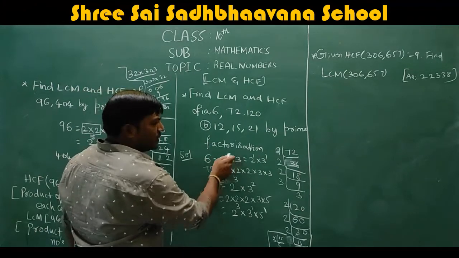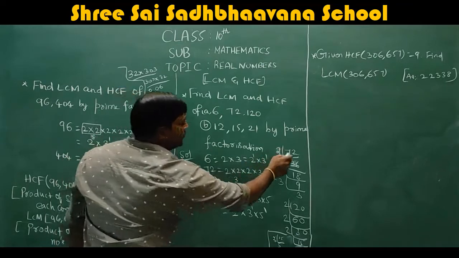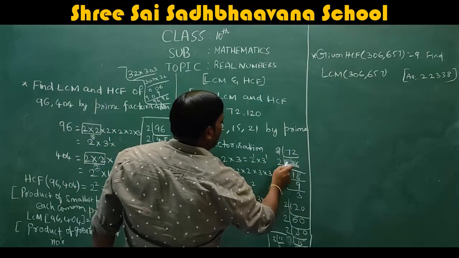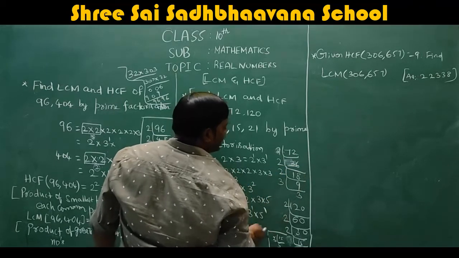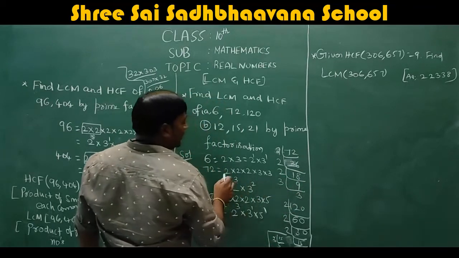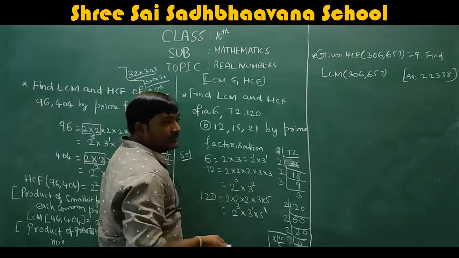6 can be written as 2 into 3, correct? So 2 into 3, and 72 can be written as 2... 2 36s are 72, 2 3s are 6, 12 is remaining. So 2 6s are 12, 2 9s are 18, 3 3s are 9. So it is 3 times of 2, 2 times of 3. So 2 cube into 3 square.